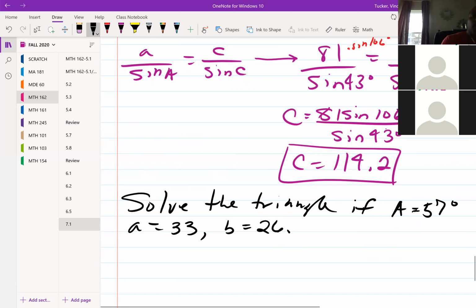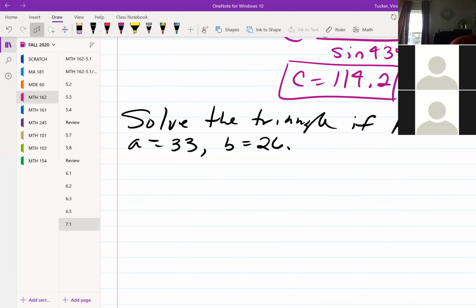So next one, solve the triangle. Hold up, I wrote down the wrong numbers, looking at the wrong scenario, sorry about that. That's the one above it. I don't want that example, I want this one: 75 degrees, 51, 71. Yep, that's it.